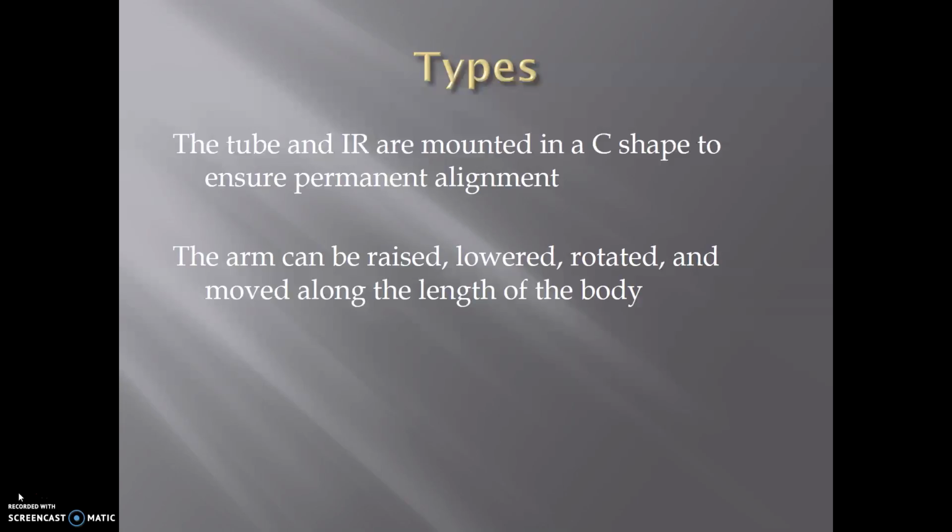The tube and IR are mounted in a C shape to ensure permanent alignment. The arm can be raised, lowered, rotated, and moved along the length of the body.